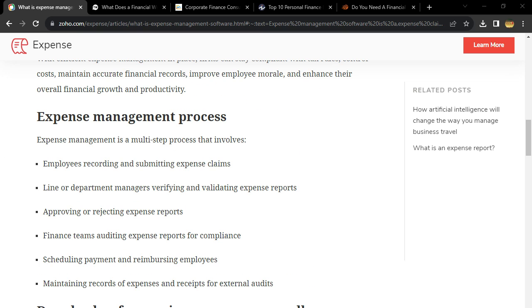Expense management process. Expense management is a multi-step process that involves employees recording and submitting expense claims, line or department managers verifying and validating expense reports, approving or rejecting expense reports, finance teams auditing expense reports for compliance, scheduling payment and reimbursing employees, and maintaining records of expenses and receipts for external audits.